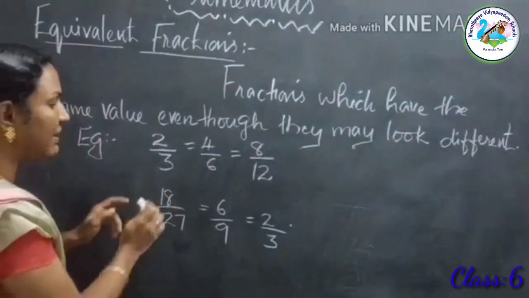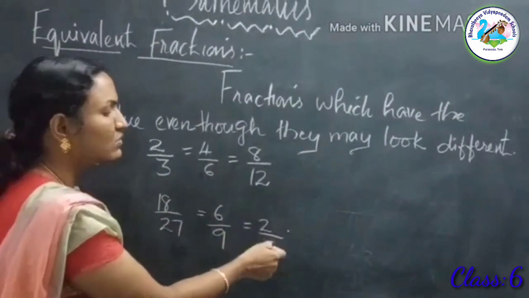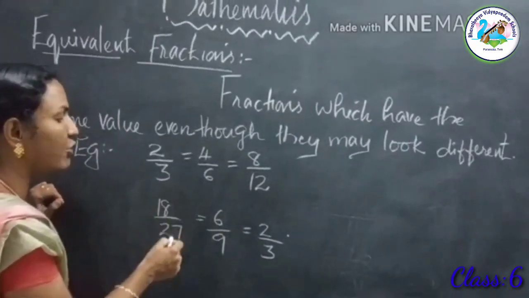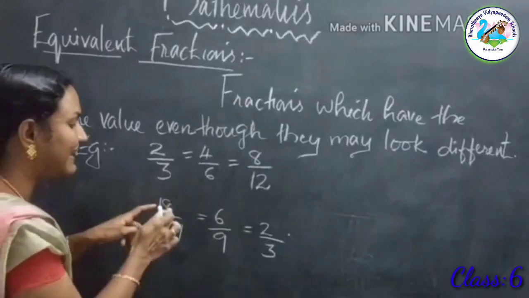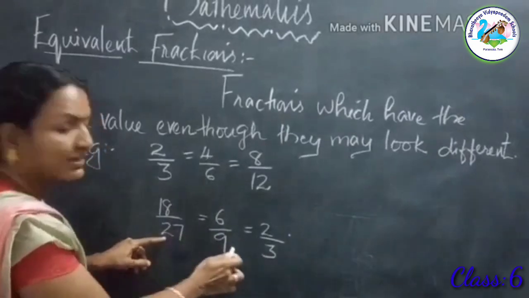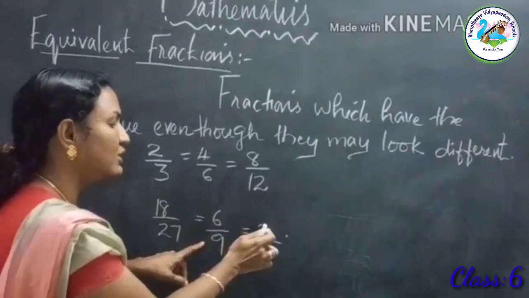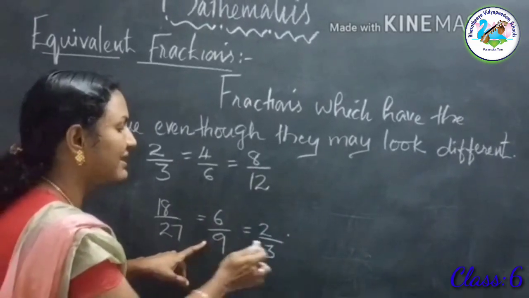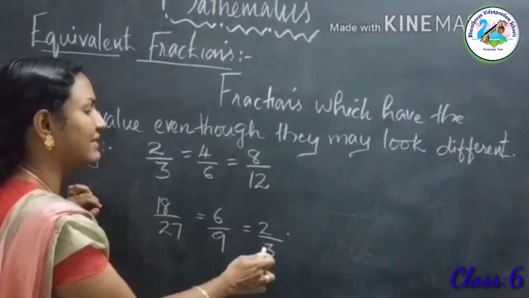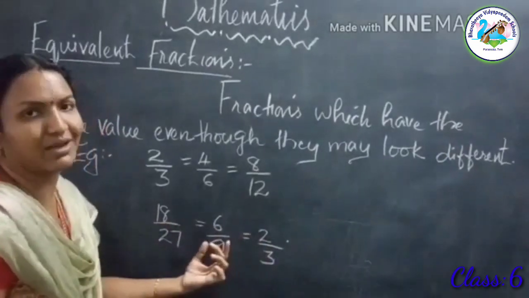The second example, 18 by 27 is equal to 6 by 9 is equal to 2 by 3. Here, dividing the numerator and denominator by 3, we get 18 divided by 3, 6, and 27 divided by 3, 9. Again, 6 by 9, 6 divided by 3, 2, 9 divided by 3, 3. So 18 by 27, 6 by 9 and 2 by 3 are the same. These three fractions are equivalent fractions.